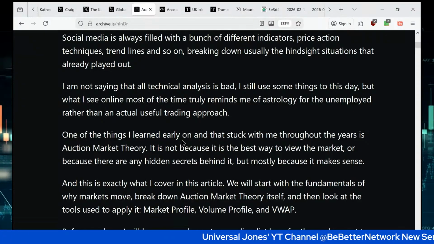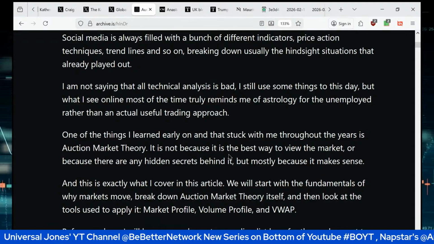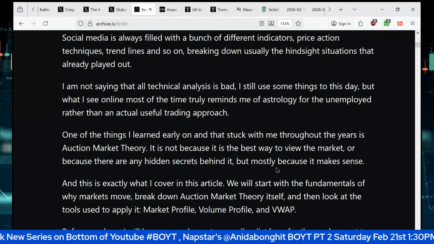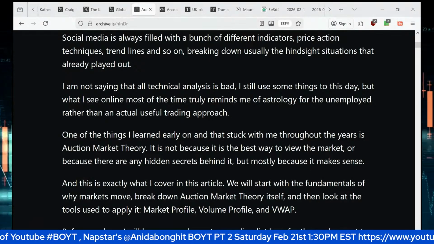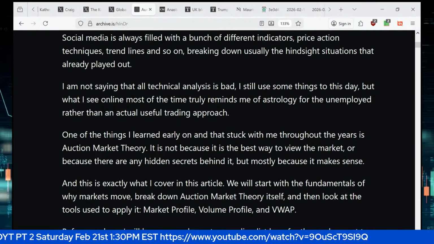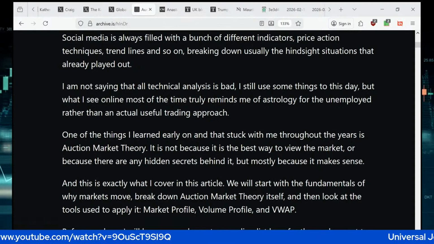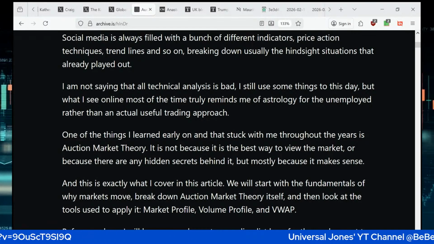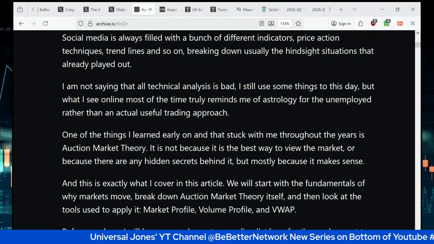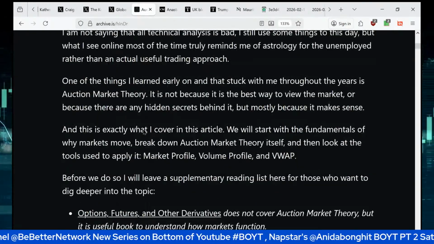One of the things I learned early on, and that stuck with me throughout the years, is auction market theory. It is not because it is the best way to view the market or because there are hidden secrets behind it, but mostly because it makes sense. It does make sense because it's volume analysis. When I do the volume stuff, it's not precise because I don't have all the information in a chart. The chart doesn't give me the detailed information. If you do have more detailed information, you can do this type of analysis. And this is exactly what I cover in this article.